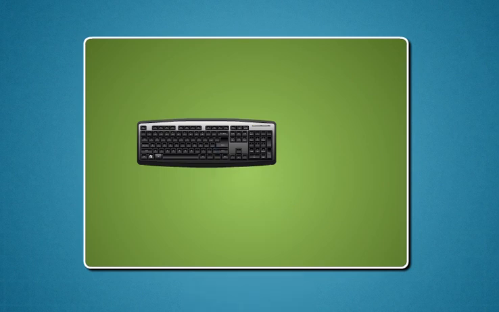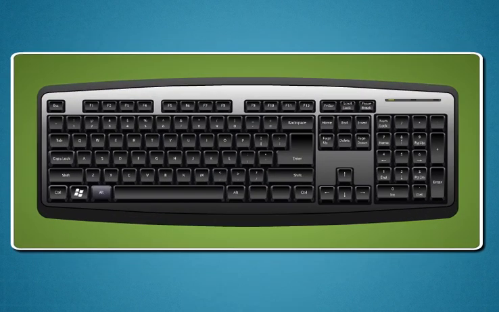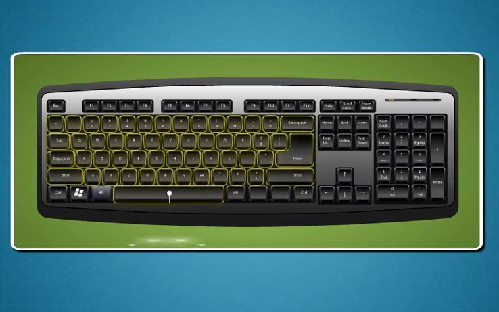Let us start with the keyboard. The keyboard is used to enter data into a computer. Now, let us see different types of keys and their functions. Typing keys. These here are typing keys. They include the letters, numbers, punctuation, spacebar, and symbols.